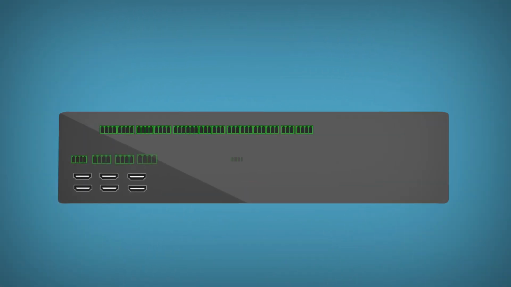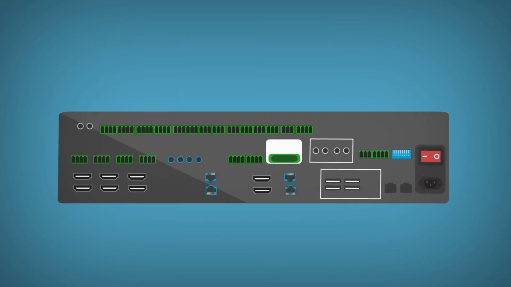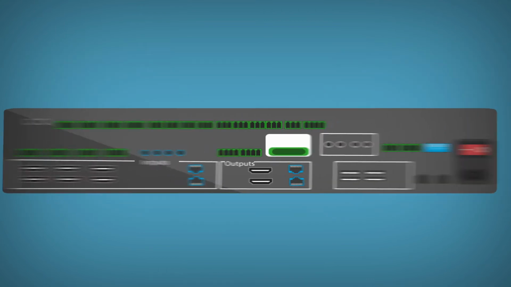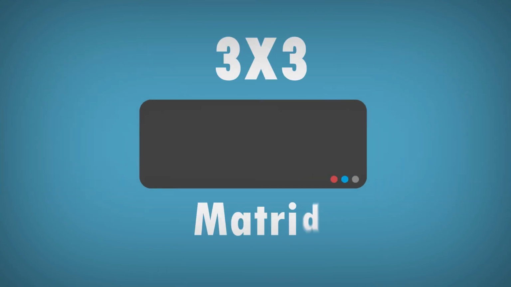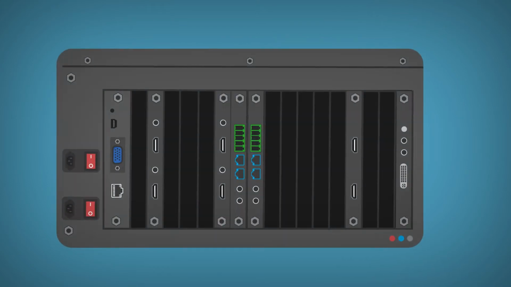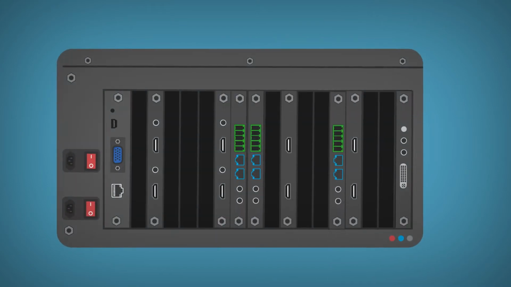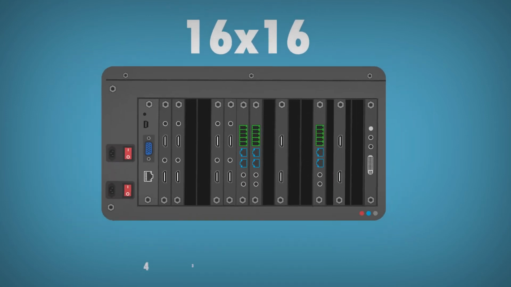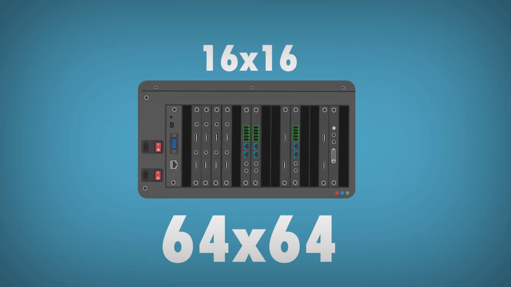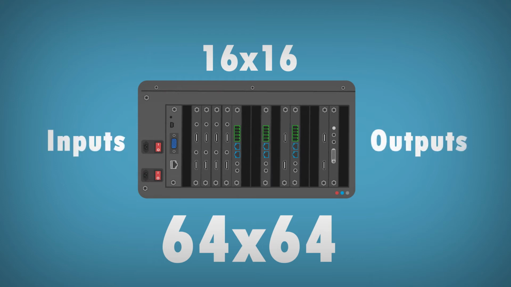First, how many inputs and outputs do you need to connect? Switchers and matrices are often named by the number of outputs and inputs they support. For example, this is called a 3x3 matrix, since it contains 3 inputs and 3 outputs: 3 media sources and 3 displays. You can get matrices in a variety of fixed sizes for any need. For sizes greater than 16x16 and up to 64x64 or more, a modular matrix solution enables you to populate the exact inputs and outputs to meet your specific requirements.